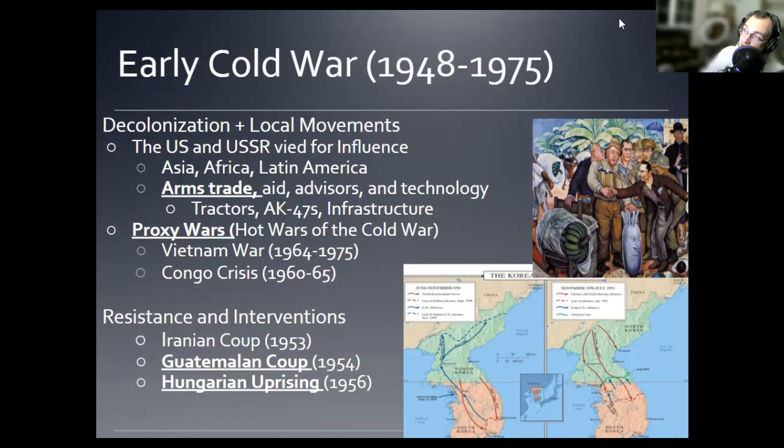In particular, agricultural technology like tractors was very helpful. The Soviet Union was known to fund a large number of infrastructure projects around the world. The USA also did some of that as well. But in particular, probably no weapon was as widely distributed throughout the Cold War as the Automatic Kalashnikov 47, or the AK-47. And all of its variants were given out in huge numbers to anybody who did not like the United States or could convince the Soviet Union to give them some. And all this weaponry, unfortunately, intensified conflict.